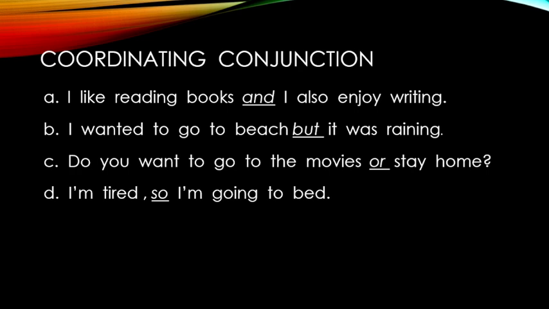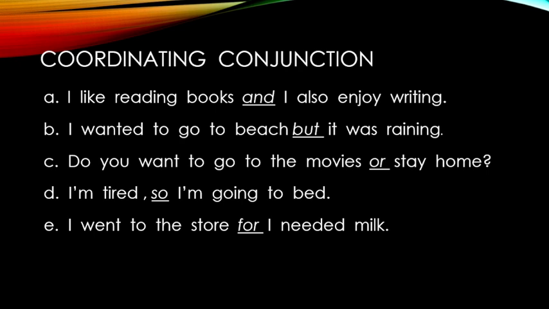I went to the store for I needed milk. Here "for" is a conjunction because it gives a complete meaning. As I told, a conjunction is used to connect two words. It also gives a connection between a cause and an effect. That is the basic idea behind conjunction. Here "for" is used before "I needed milk". That's why I am going to the store.